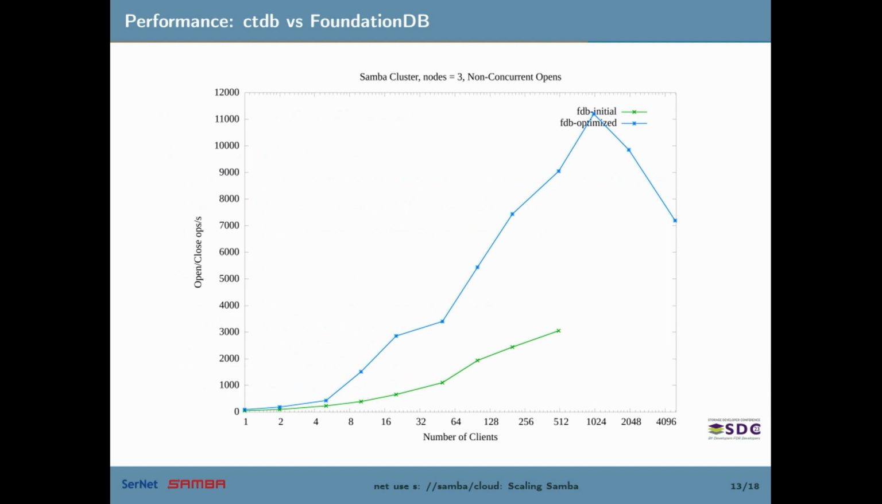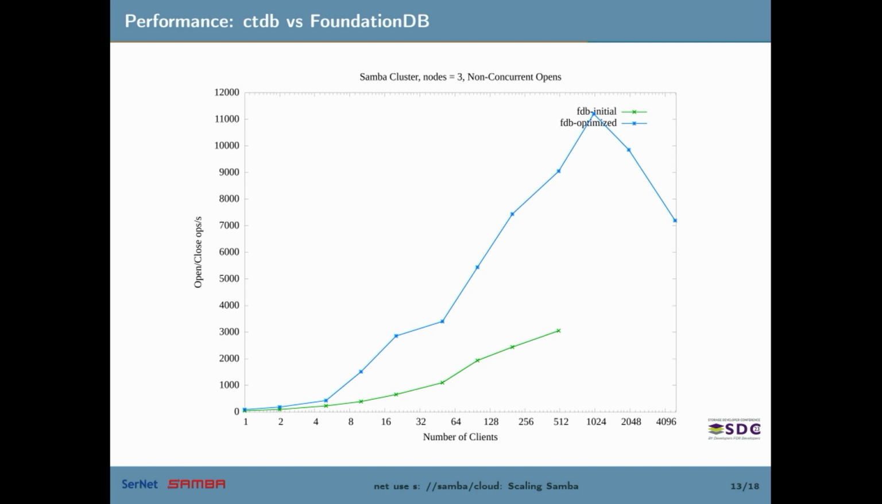So what did we get? Sorry, this is wrong. So this is not comparing CityDB with FoundationDB. This is comparing the initial results that we got from FoundationDB, something like 3,000 open close per second. And remember, with CityDB, I saw something like 60,000, right? So again, apples and oranges.